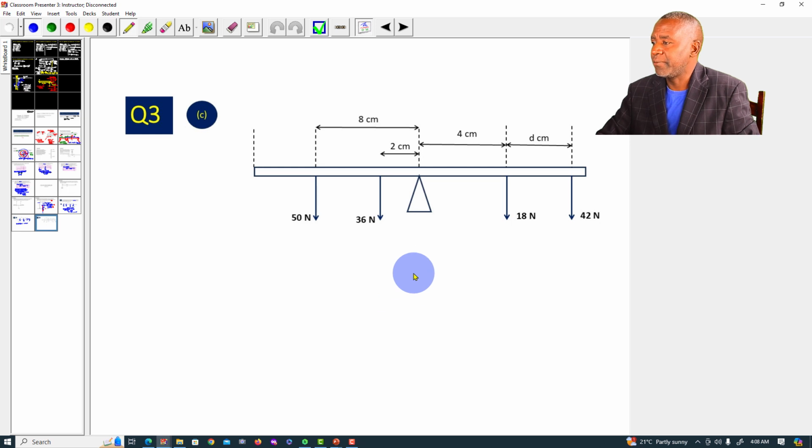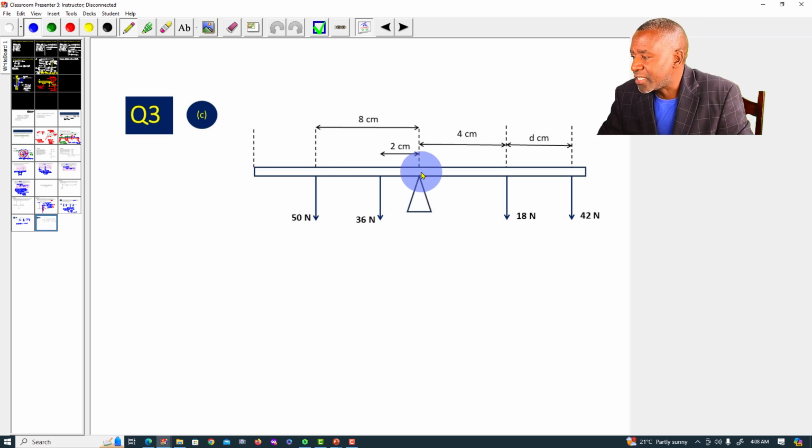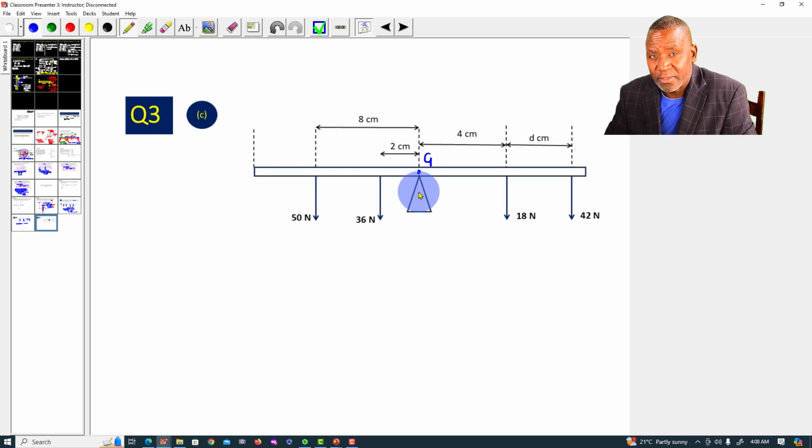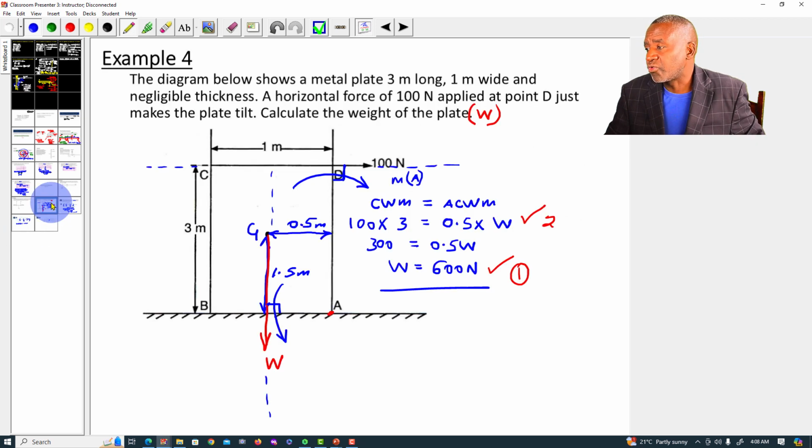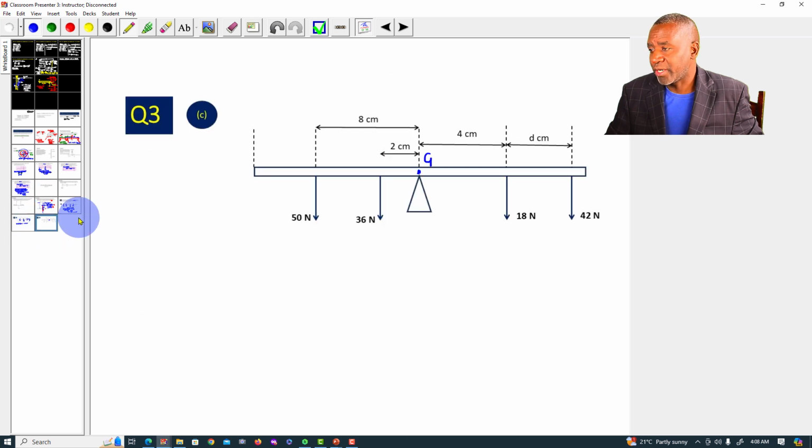Part C, again the same bar, or this bar is balanced about that point, and that point happens to be the center of gravity. Remember, this is not always the case. It's not necessary for you to balance the system at its center of gravity. It depends on what you've been told in the question. In this question, we've been told that the bars are balanced about their centers. And that is why we are doing what we are doing.